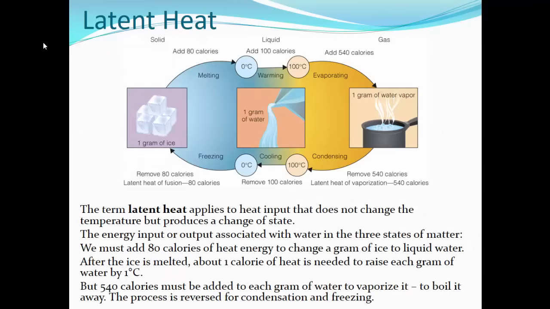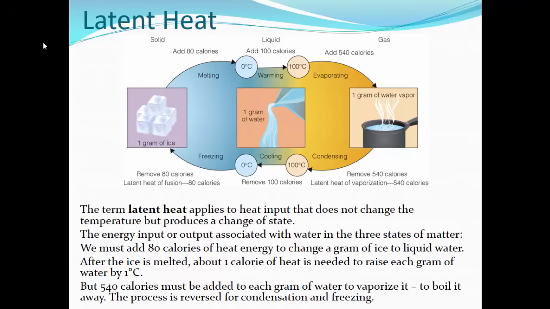So here is another way to look at latent heat. On this picture, you have ice on the left, liquid water in the middle, and vapor on the right. To get water to go from a solid state, ice, to a liquid, and to get that liquid to go from a liquid state to a gaseous state or water vapor: from ice to liquid, you require 80 calories. From liquid to gas, you require 540 calories.